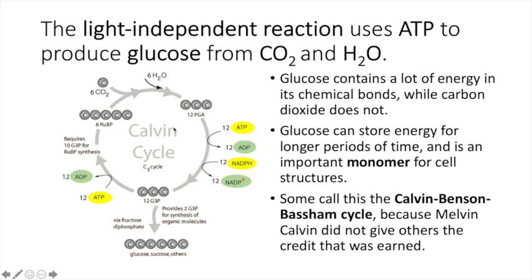It could store the glucose as a starch. It could store the glucose as a sucrose when it joins with a fructose. It could even store the glucose as cellulose, which makes up the cell wall of the plants. Glucose is a very useful molecule for a wide variety of reasons. So glucose contains a lot of energy in its chemical bonds. Carbon dioxide is a very low energy molecule. You can't break those bonds and get energy out of it.